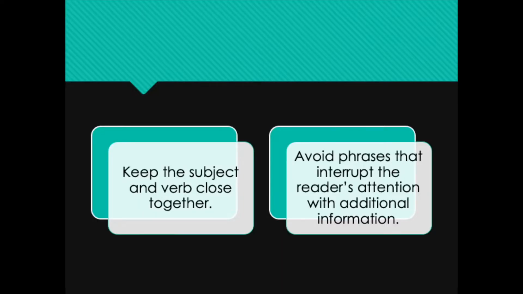Okay, so the next common problem that we're going to discuss is keeping the subject and the verb close together. A lot of times what we'll see is that there are phrases that interrupt the reader's attention with additional information. I had an earlier example in one of our other topics where I left an interrupting phrase in the revision. Here are two examples on this slide, and I'll show you the example and the revision immediately together.